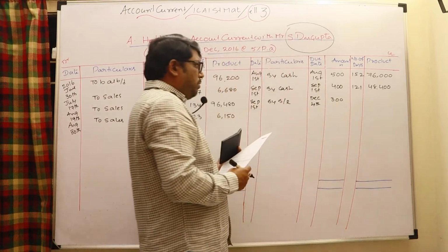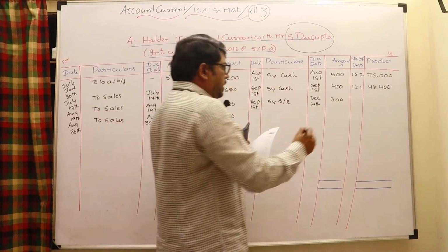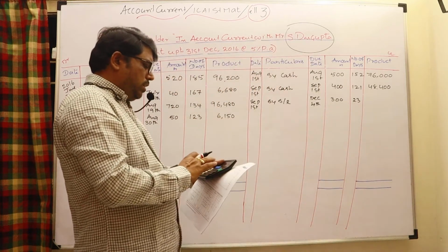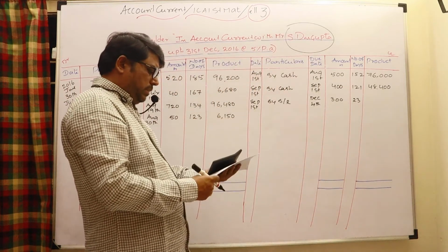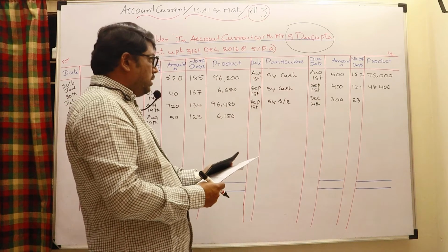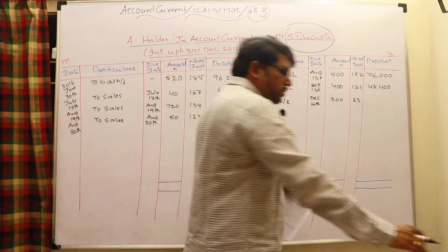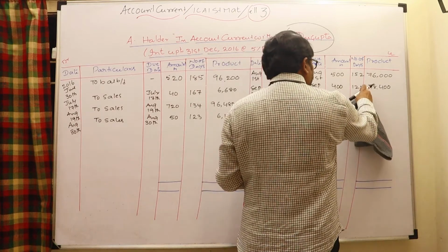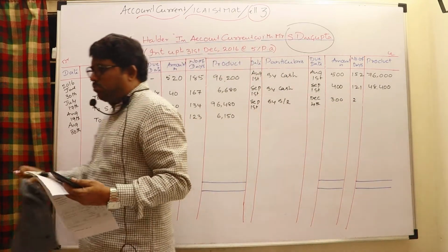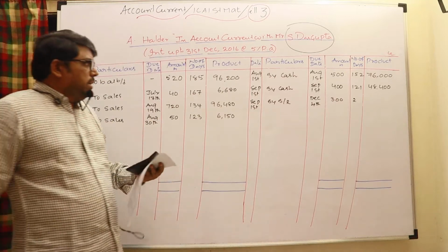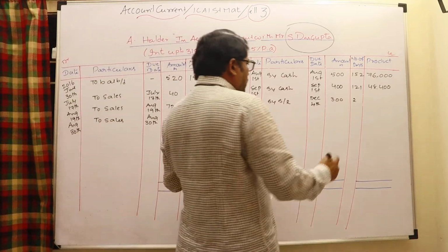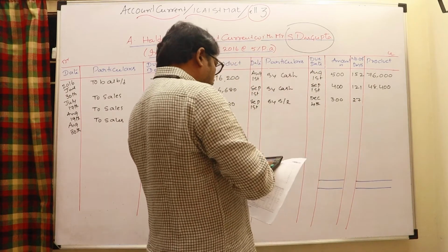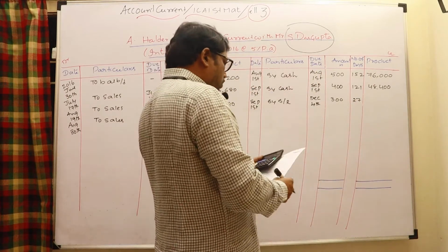Number of days, December 4th to December 31st, 27 days. And therefore 27 into 300, not 23. Not 23 days, 27 days. December 4th to December 31st, 27 days. Okay, 27 into 300, 8,100.